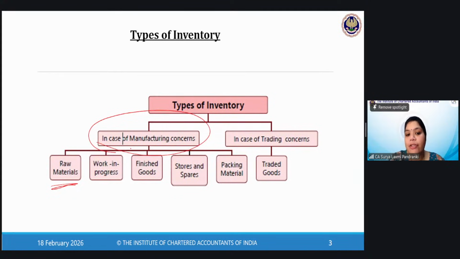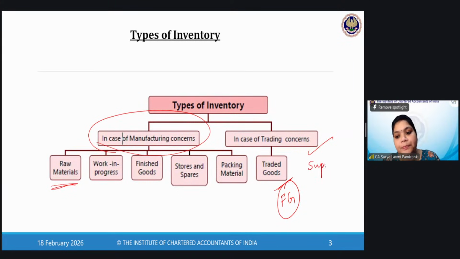If you look at a manufacturing concern, what are manufacturing concerns? They use the raw materials, they manufacture the product, they deliver a finished good and sell it to the customers. That is the manufacturing. They do the entire manufacturing process from the start of the raw material to the finished goods. But if you take a trading concern, they don't manufacture anything. They don't have raw materials in their hand. They don't have any work in progress or anything. They directly buy the finished goods, which are also called traded goods.